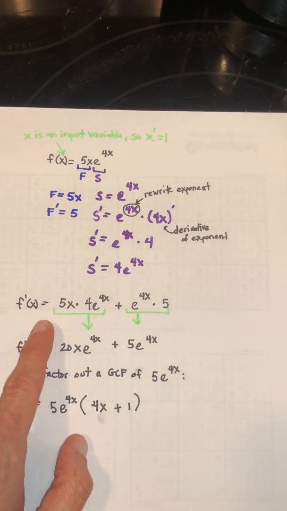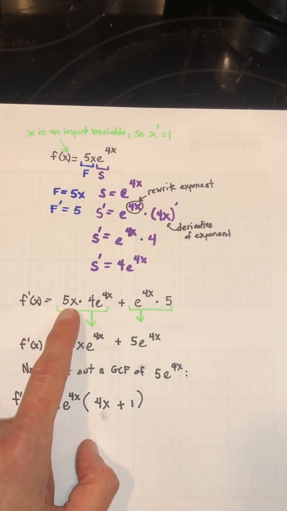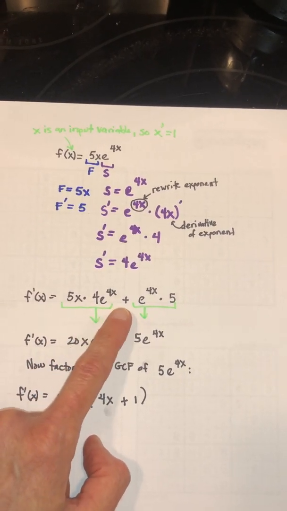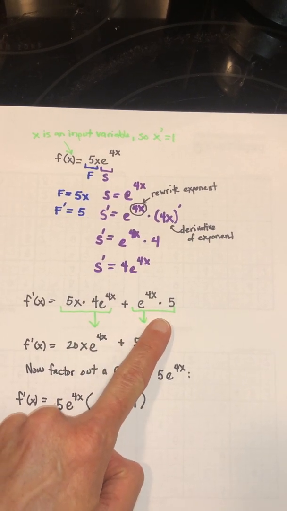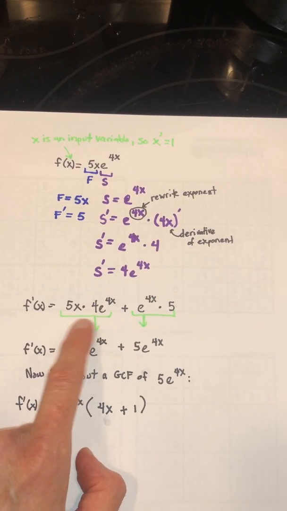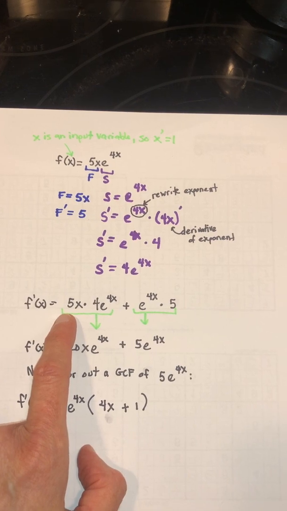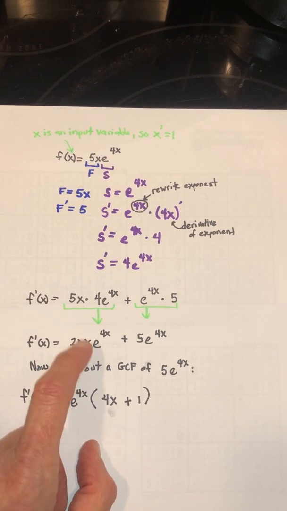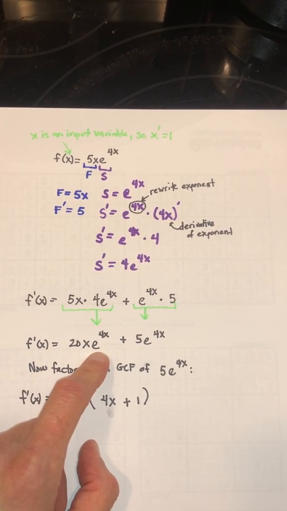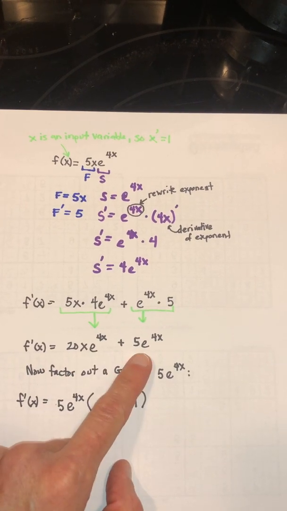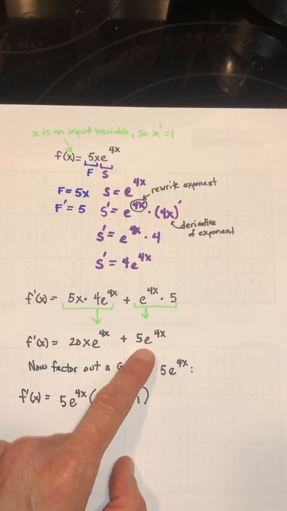And then I plugged that into my product rule. So I did first times derivative of the second plus second times the derivative of the first. And then for that first group, I just multiplied the 5 times the 4 first, and then I multiplied the x, then the base e. And in the second group, I just rearranged the order of that multiplication.